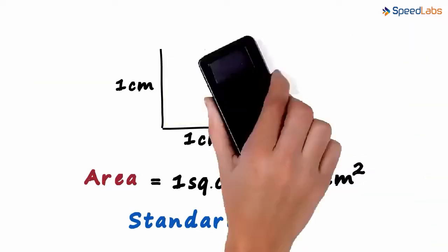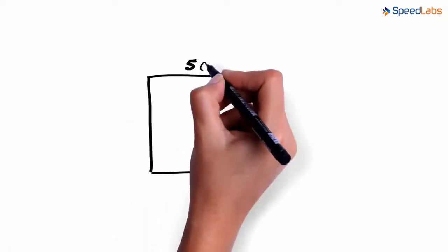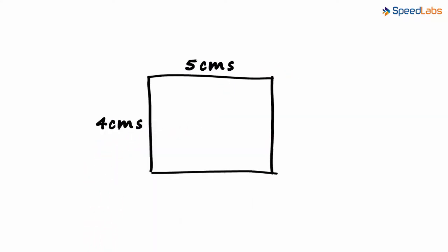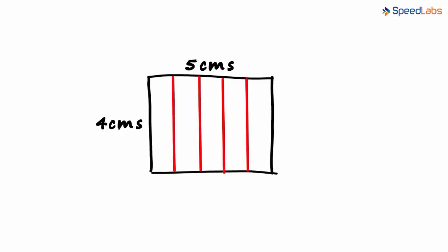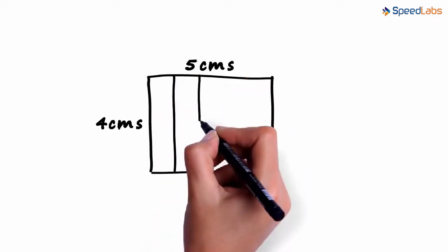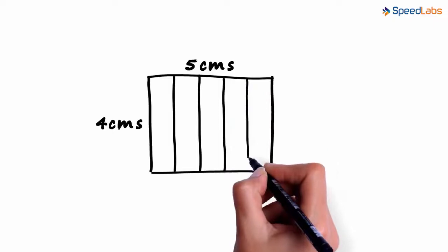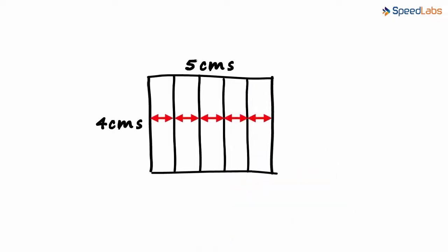or squares. Now let's look at a rectangle of length 5 centimeters and breadth 4 centimeters. How do we find the area of this rectangle? Let us split 5 centimeters into 5 columns of 1 centimeter each. So we draw 4 lines like these. Distance between any two adjacent vertical lines is 1 centimeter.